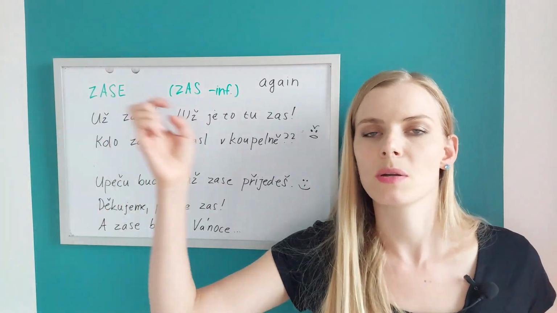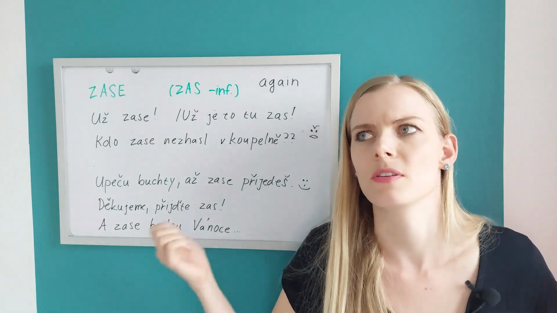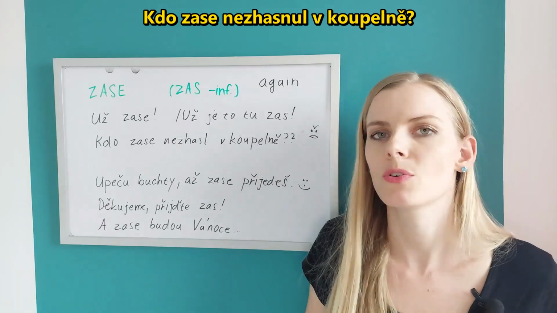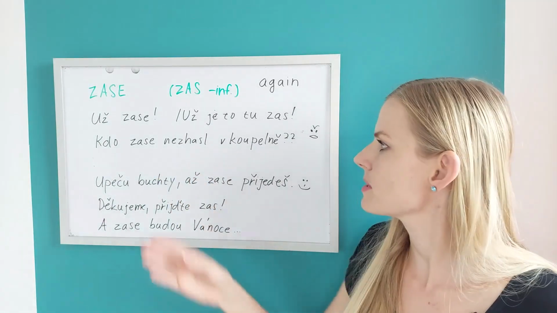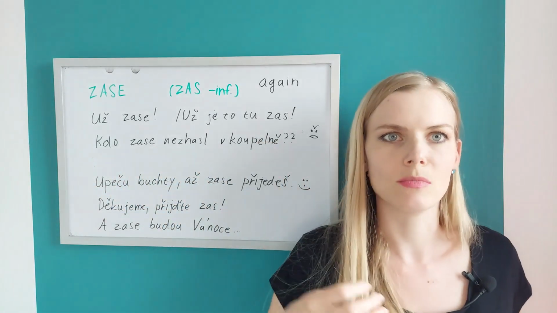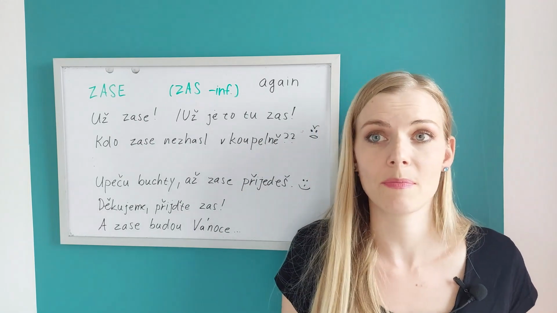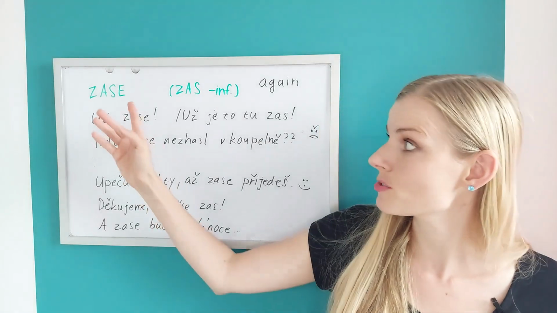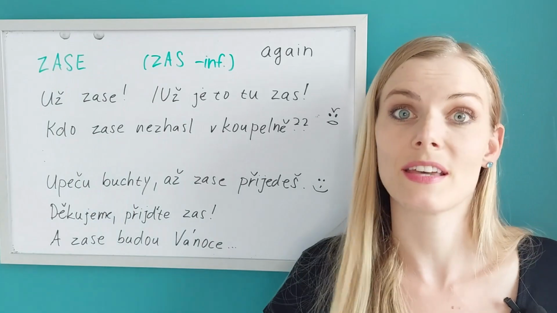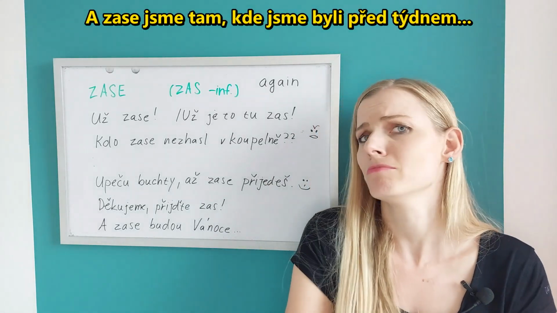Or I clearly remember my mom telling us to turn off the light. And then we would always forget. And then she would be frustrated saying, kdo zase nezhasnul v koupelně? Kdo zase nezhasnul v koupelně? Or nezhasl, which is more proper. This basically means, who was the one who didn't turn off the lights in the bathroom again? So every time you are frustrated with something or you're surprised at something happening again, zase is your word. Are you frustrated that something happened again? Well, go with zase. A zase jsme tam, kde jsme byli před týdnem. And we're back where we were a week ago.